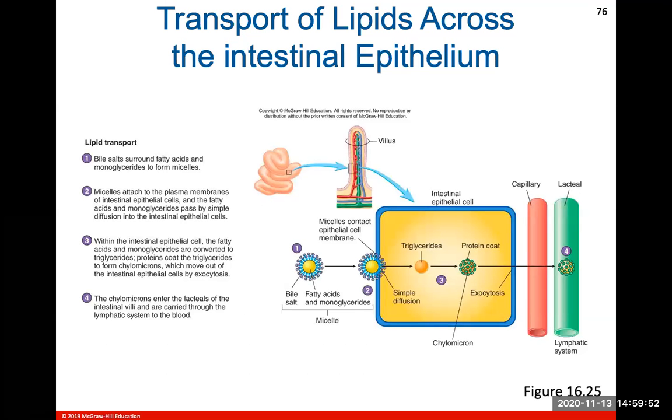So here's just a look at the transport of lipids across the intestinal epithelium. They're surrounded by bile salts to create this micelle structure, which will then simply diffuse into the epithelial cells, be broken down, and then transported by chylomicrons into the lymphatic system.